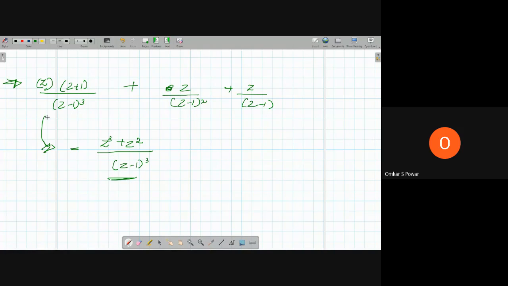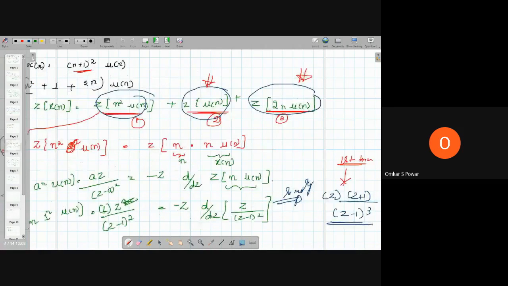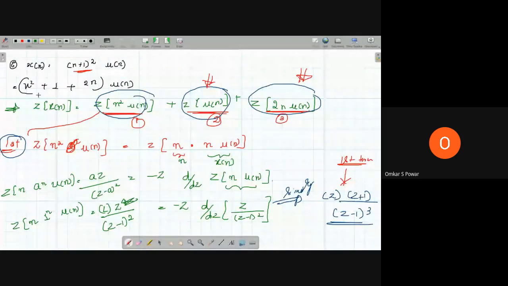So simplification is all you have to do. Take the LCM, simplify this, and arrive at this answer. So let us see again what I have done. Given the problem, x of n is equal to (n plus 1) the whole square into u of n. I have expanded it and taken the z transform of each individual term using the linearity property.